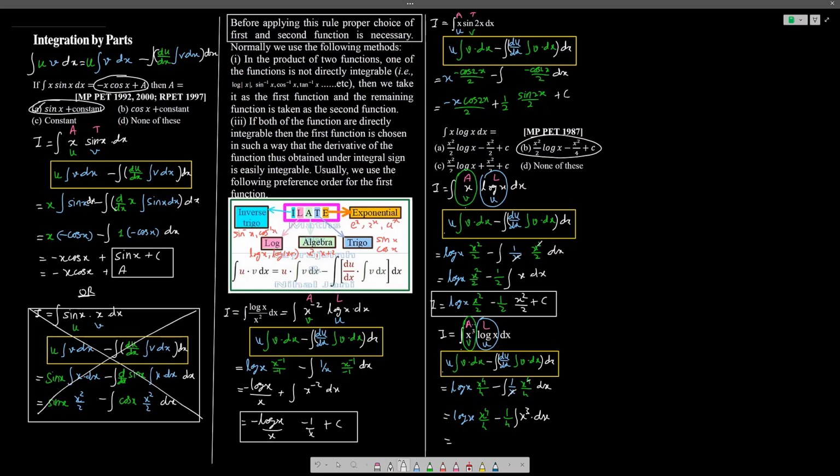So let's rewrite your first term as it is. Then in the second term, integration of x cube will be x raised to 4 by 4 plus c. So ta-da! This is your answer.